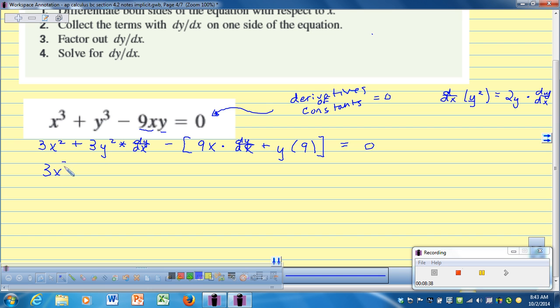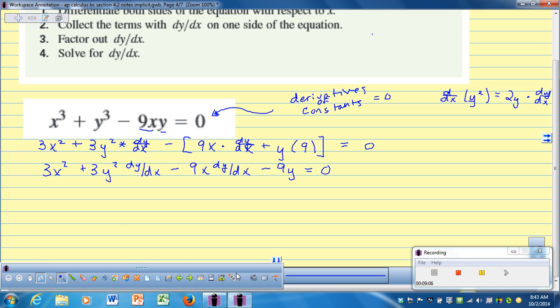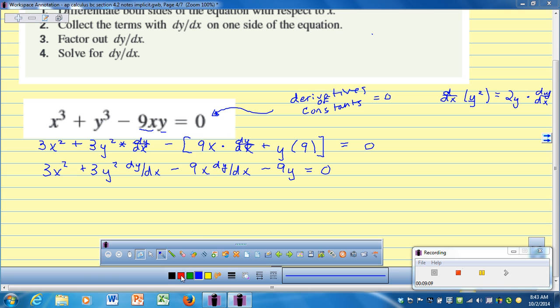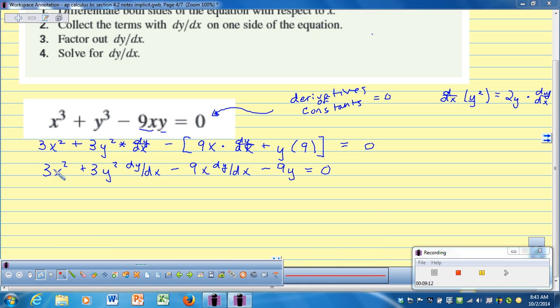We've got 3x squared plus 3y squared dy/dx minus 9x dy/dx. Then what? Minus 9y equals 0. Let's get our dy/dx's on the left and our other values on the right. So I'll subtract the 3x squared. So I'm moving anything that is not attached to a dy/dx, and I'll add the 9y to both sides of the equation.